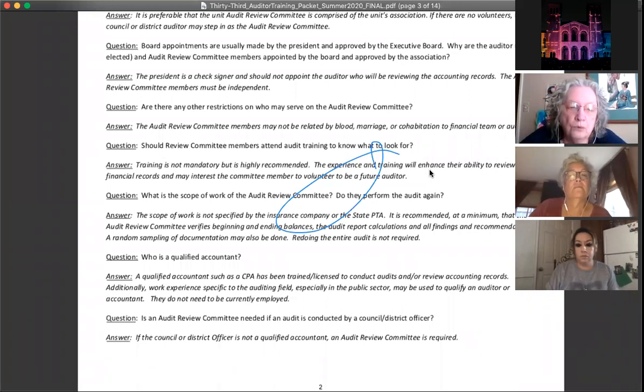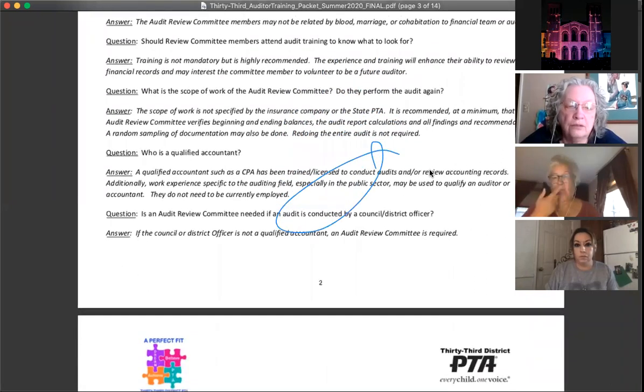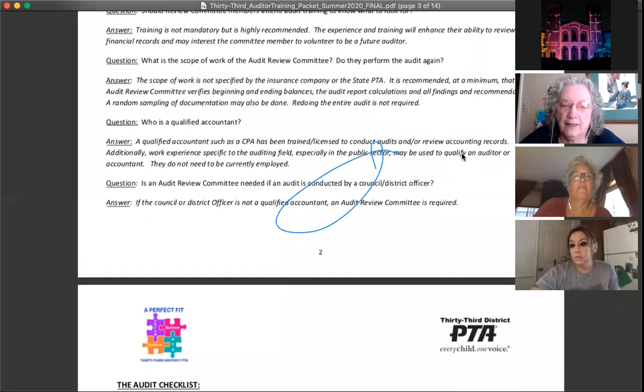And then we went through who's qualified as an accountant. If the counselor or district officer is not a qualified accountant, then an audit review committee is required. So we have our awesome volunteers who've been auditors for years with the PTA, but that doesn't qualify you as a qualified accountant. So they would need a review committee.